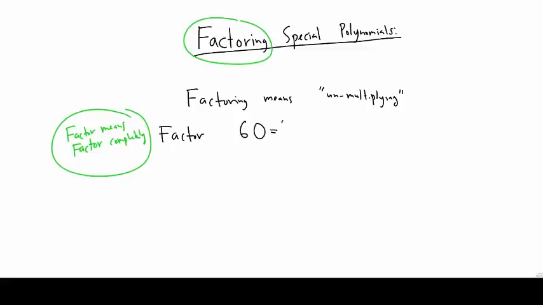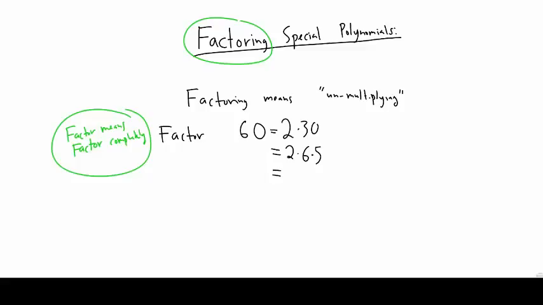One is 2 times 30. And we ask ourselves, can 2 be broken down anymore? It can't. 2 is prime. 30, however, is not prime. It factors as, well, one way to factor it, there's more than one, but one way is 6 times 5.